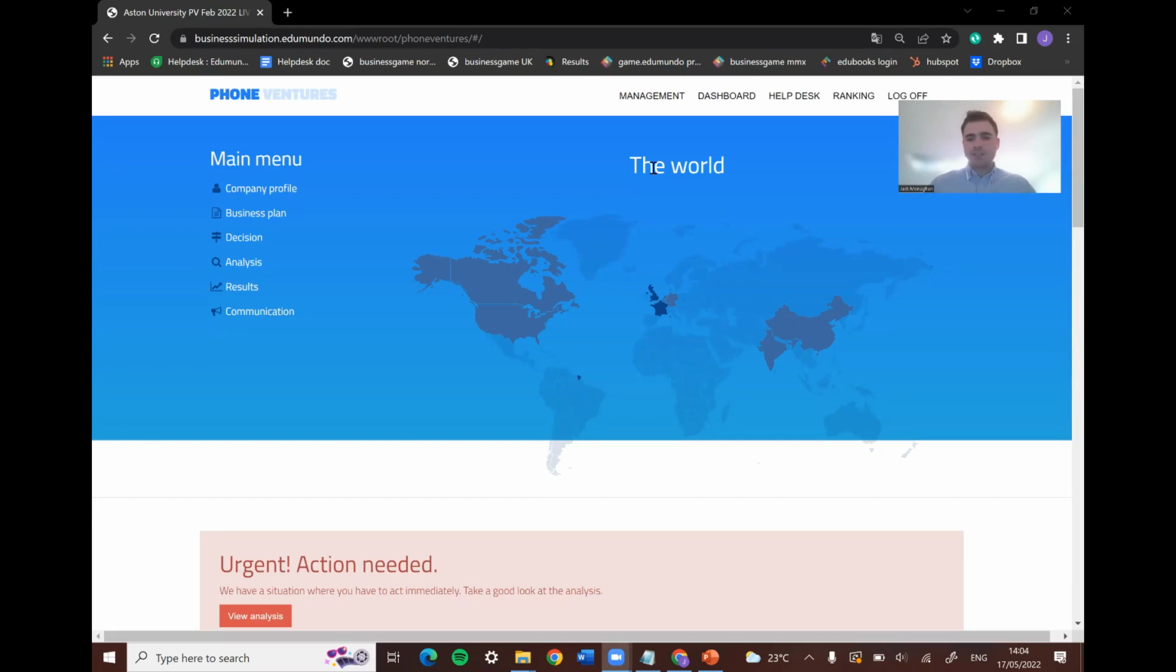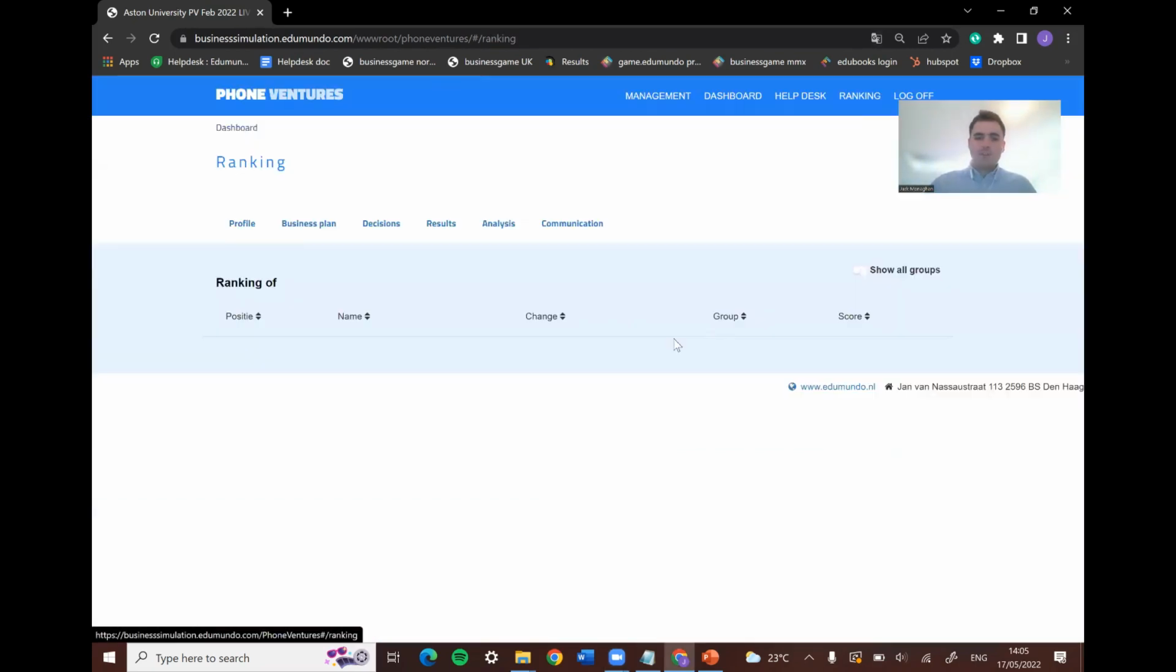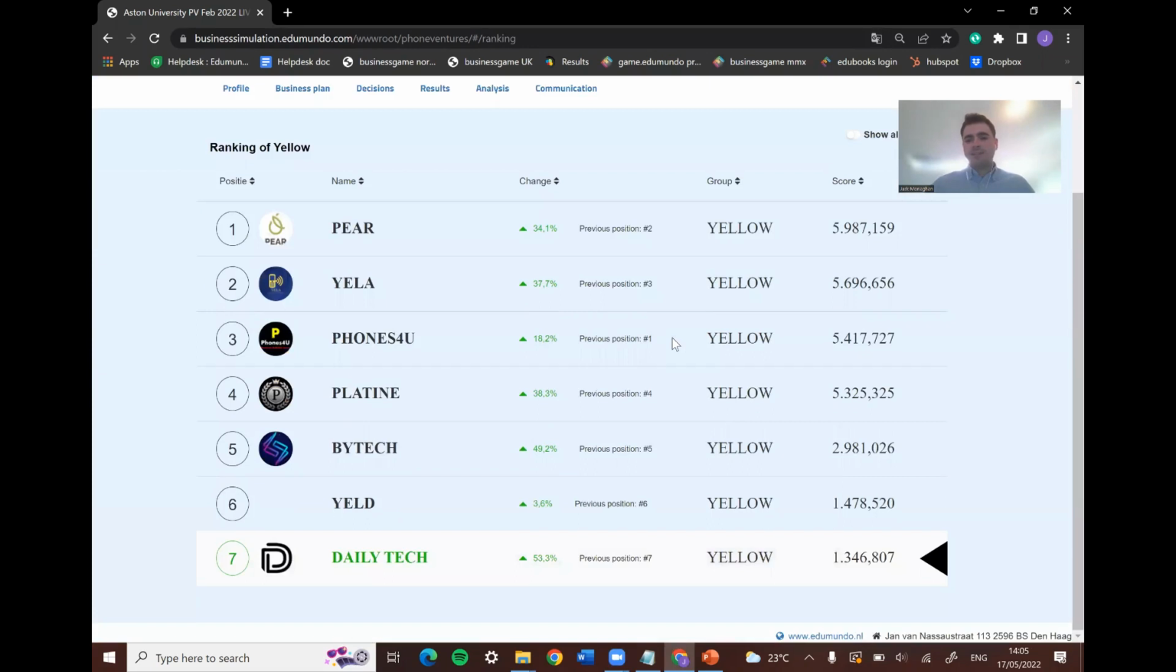So we'll get straight into it, and what most teams should start with whenever a new round begins is taking a look at the ranking table. On this ranking table, you can take a look at every single team that you're competing against, taking a look at their overall scores, but also the position change in terms of how many points they scored compared to the previous round. But how do you know how many points you scored exactly in the previous round?